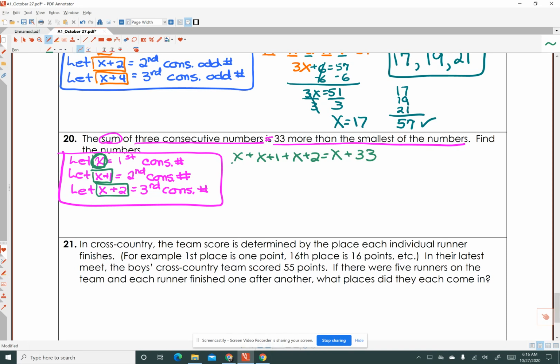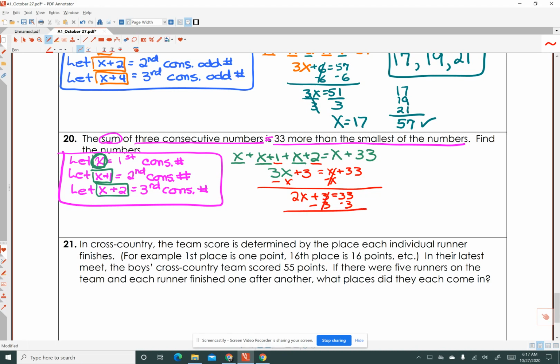So we'll start by combining like terms on the left. We have 1, 2, 3 x's. And then we can combine our 1 and our 2 to make 3. 3x plus 3 equals, and on the right side, x plus 33. Let's subtract x from each side of the equation to isolate the x's on the left. 3 minus 1 is 2x plus 3 equals 33. Let's subtract 3 from both sides of the equation.